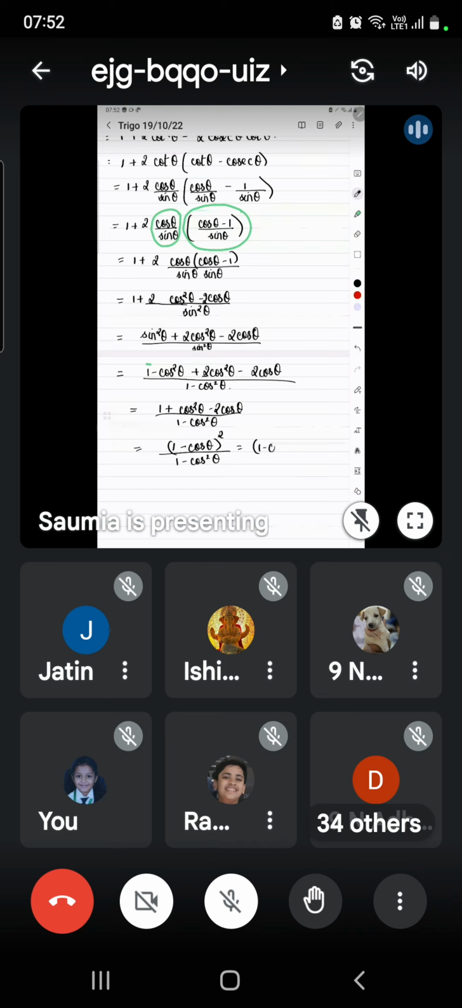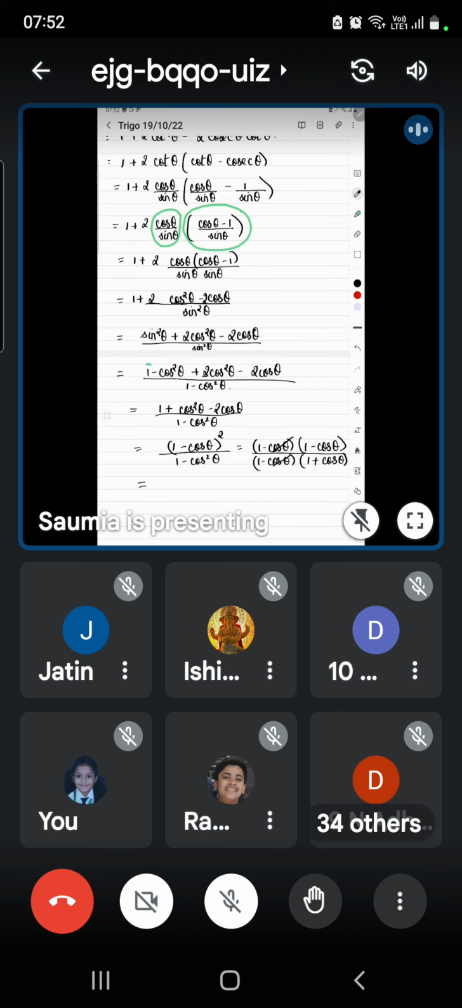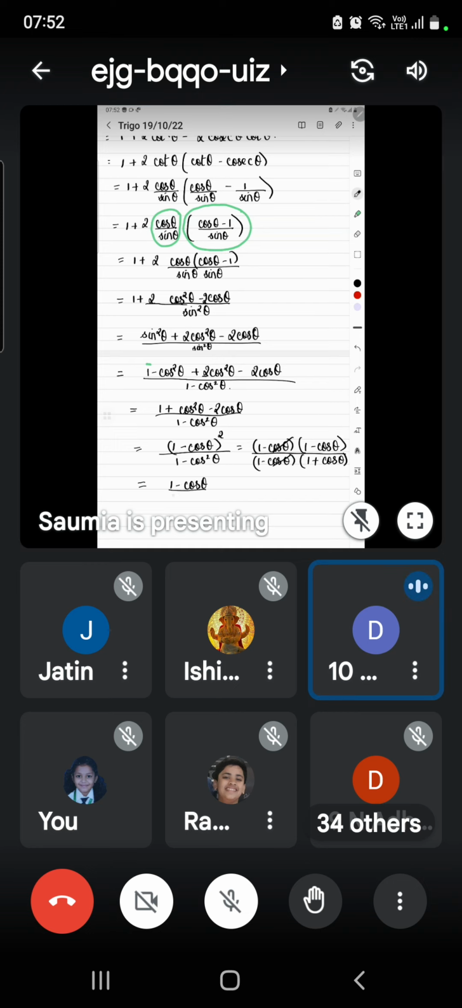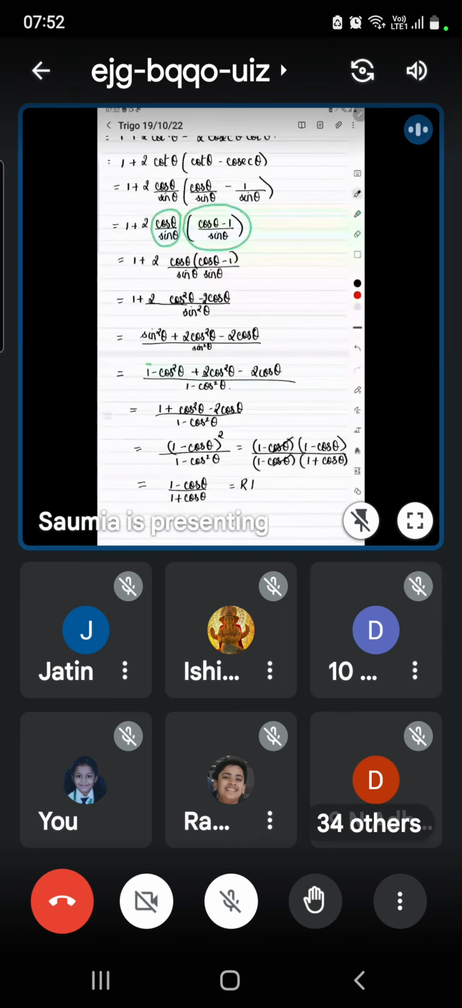This can be written as 1 minus cos theta into 1 minus cos theta, upon the denominator can be written as 1 minus cos theta and 1 plus cos theta. Can I cancel these two? Yes. And that is 1 minus cos theta upon 1 plus cos theta, the RHS. Okay?